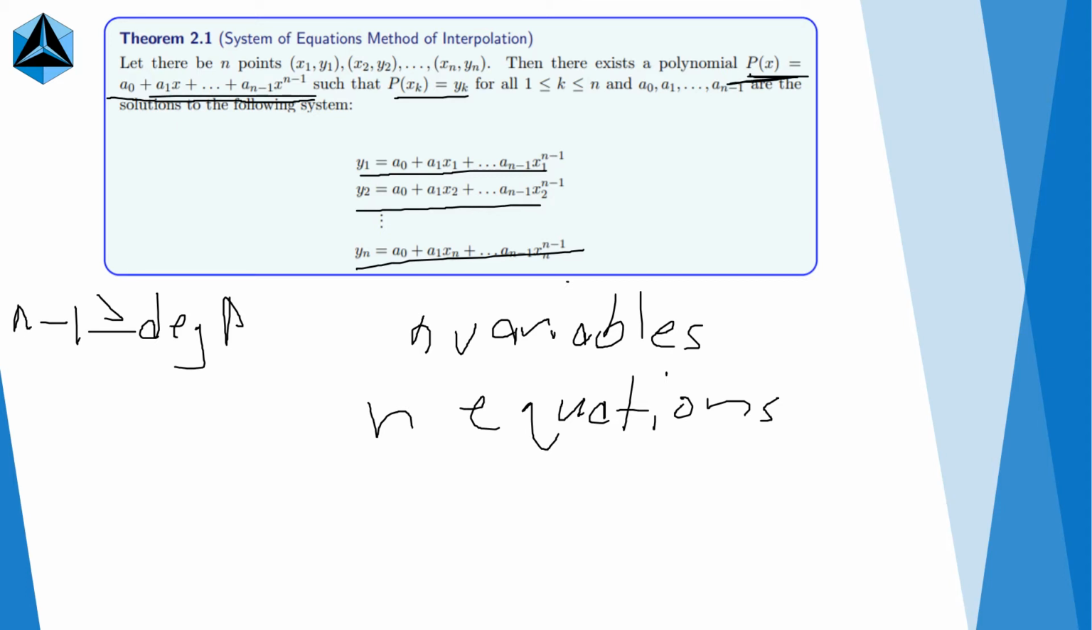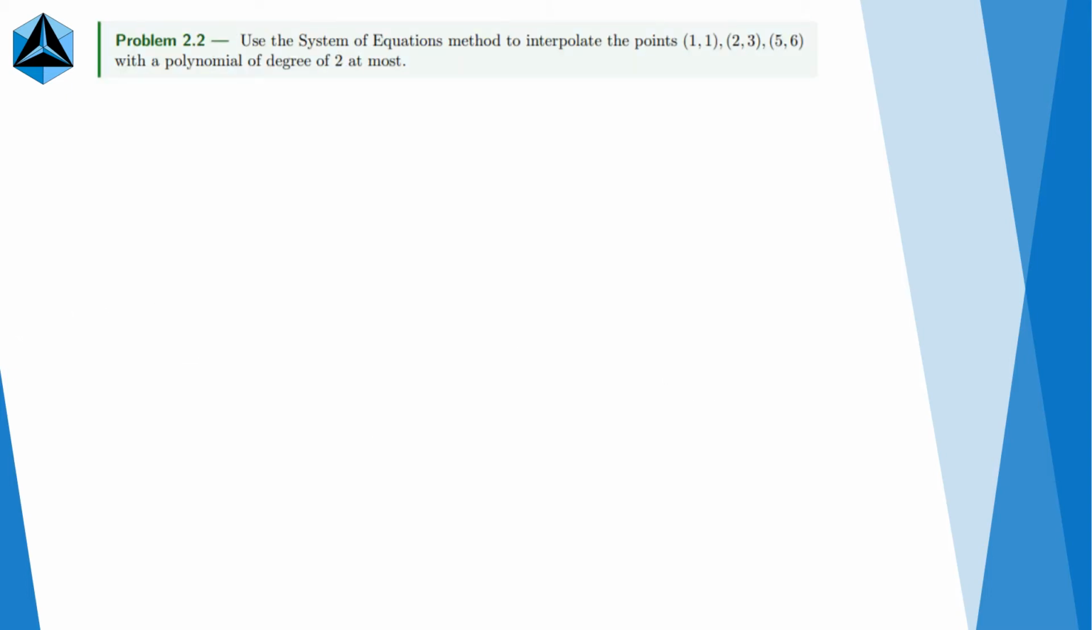So let's give an example. This is the same points as before. Use the system of equations method to interpolate the points 1, 1, 2, 3, 5, 6 with a polynomial of degree 2 at most. That's just what interpolating, or polynomial interpolation, is.